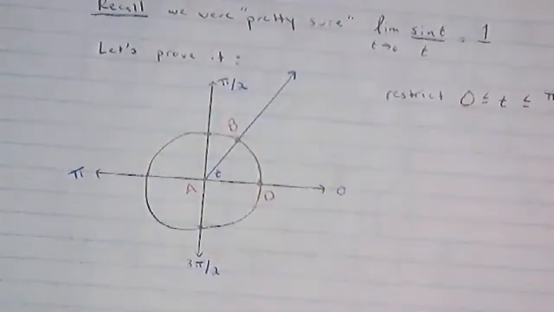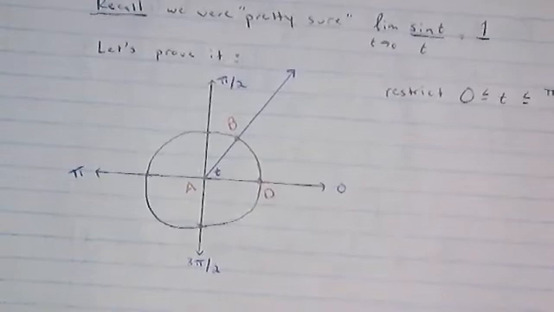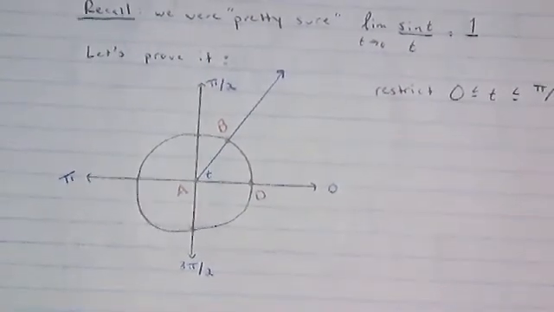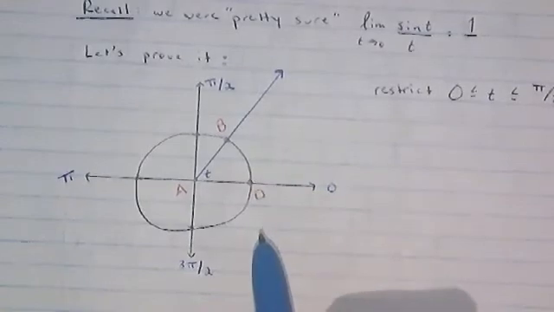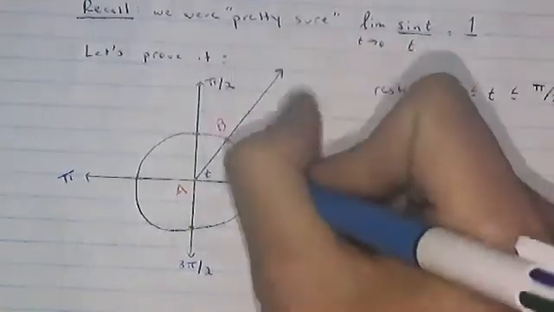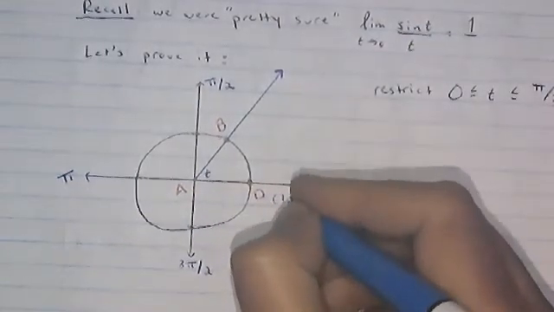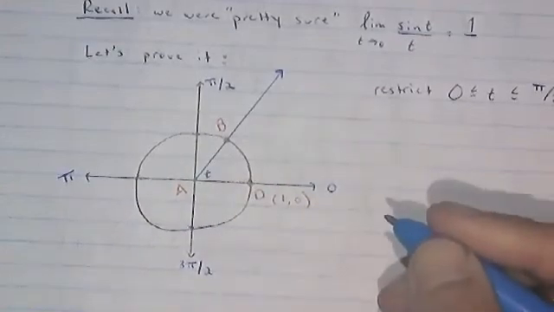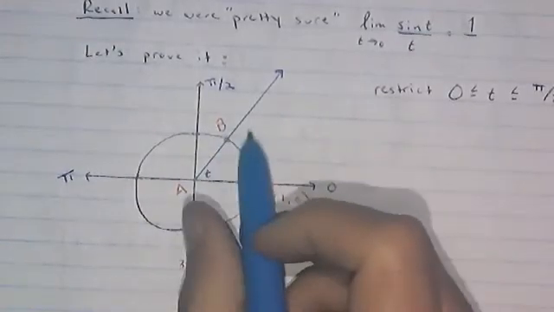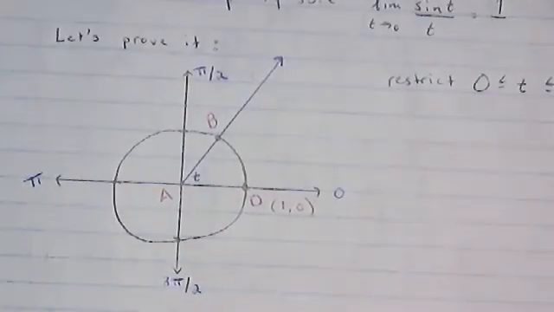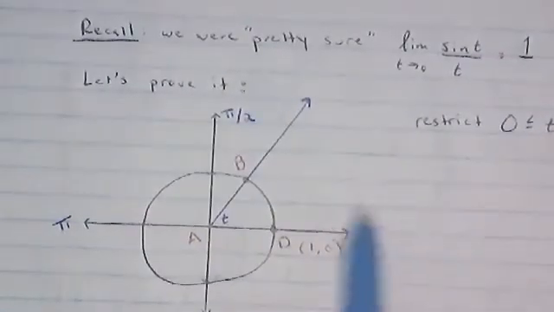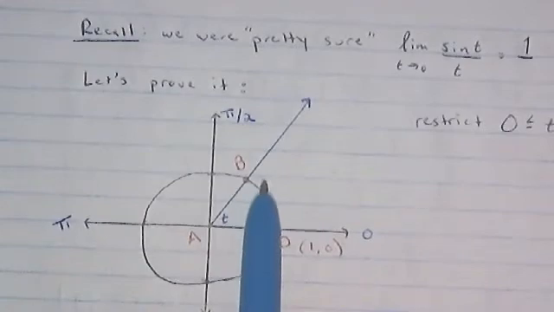Somebody remind me what the distinguishing characteristic of the unit circle is? The radius is 1. That's why we call it the unit circle. So if the radius of this guy is 1, anybody want to wager a guess what the coordinates of point D must be? 1, 0. That was the easy one. What are the coordinates of B?